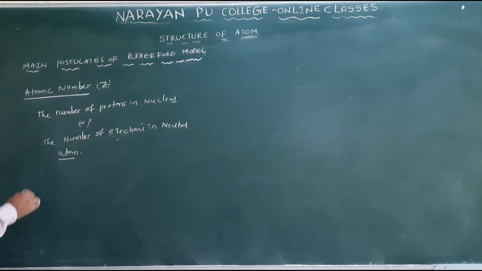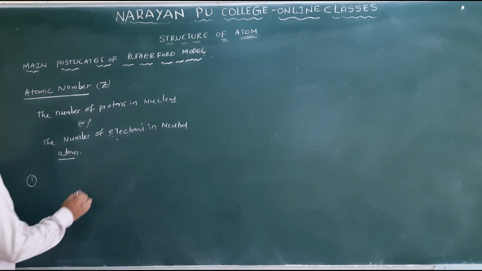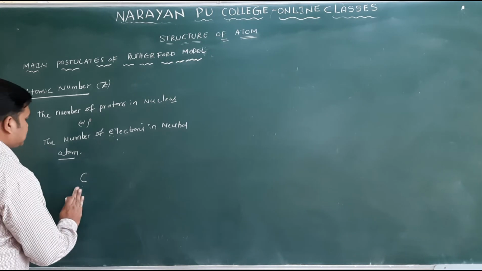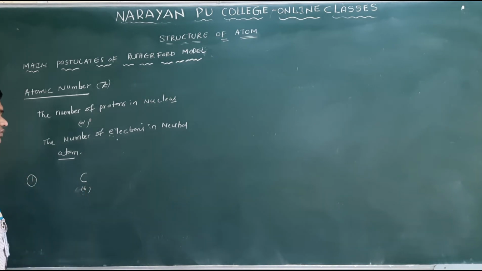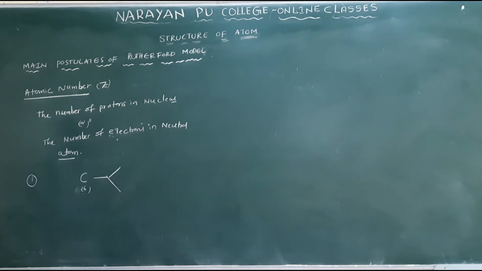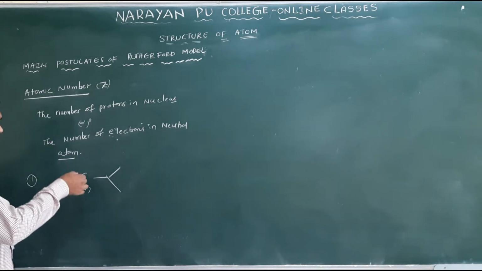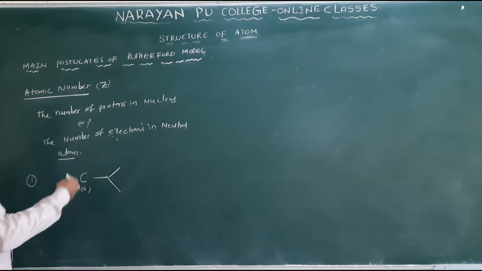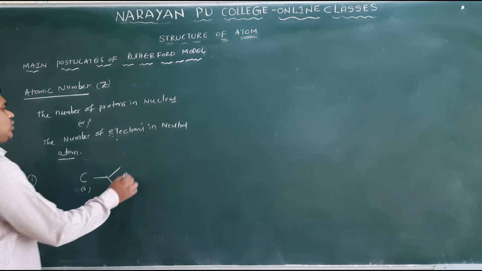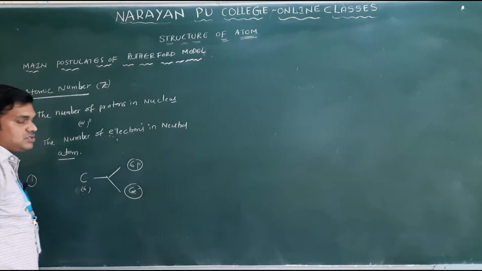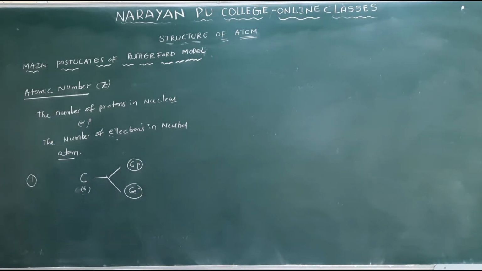Suppose you take an example: carbon, which has atomic number 6. Now we will see how many protons and electrons are there. Carbon has no charge; it is a neutral atom. So the number of electrons or protons is the atomic number. Here 6 protons are there and 6 electrons are there.